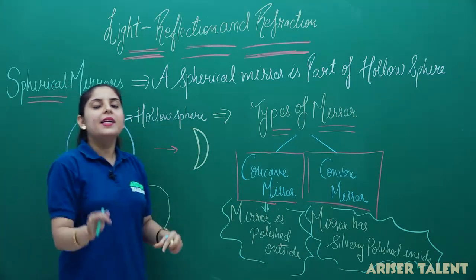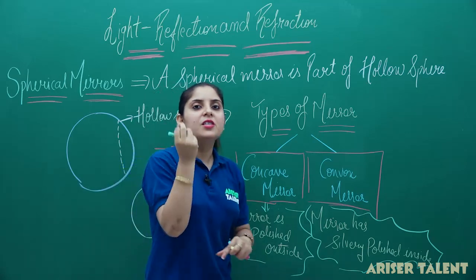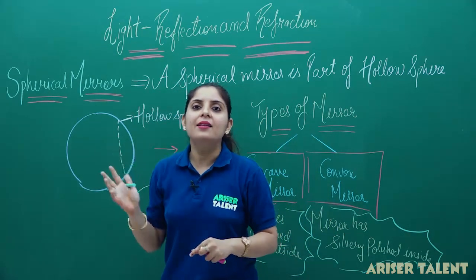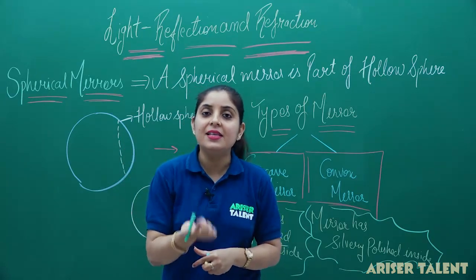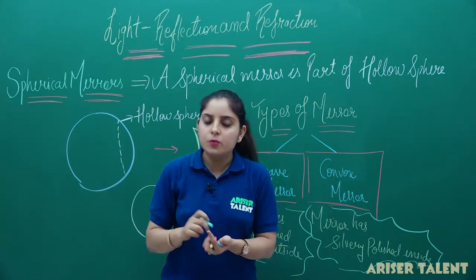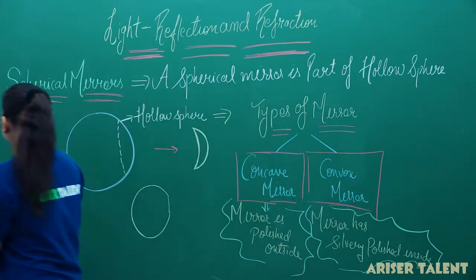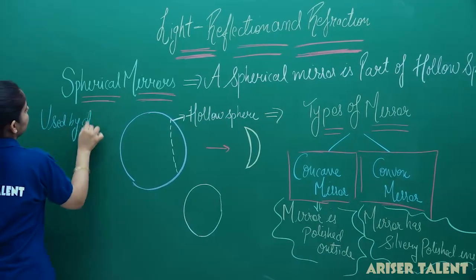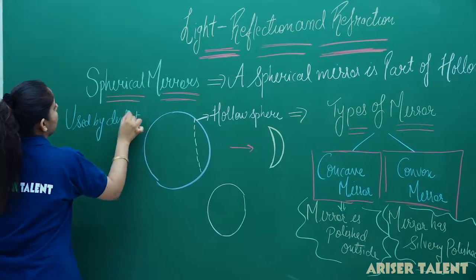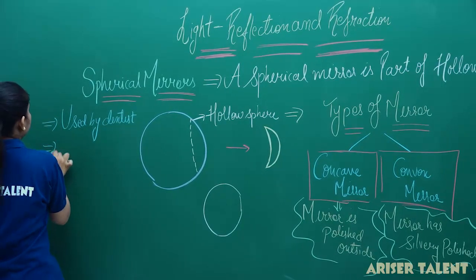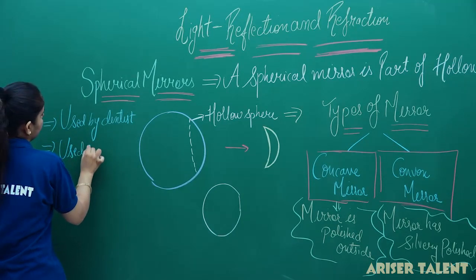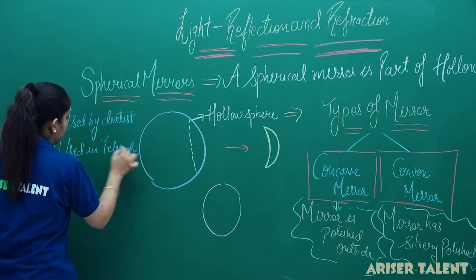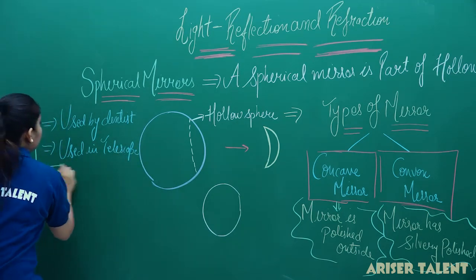So spherical mirrors are those mirrors which are a part of any hollow sphere, and I have told you that these are usually used by the dentist and these are used in the telescopes too. So just remember that point. These are used by a dentist, and secondly, they are used in telescopes. So remember these points too.